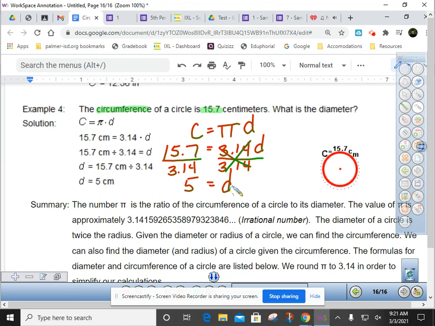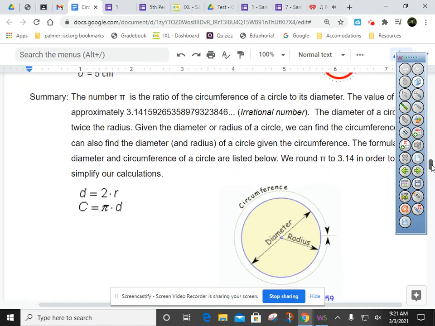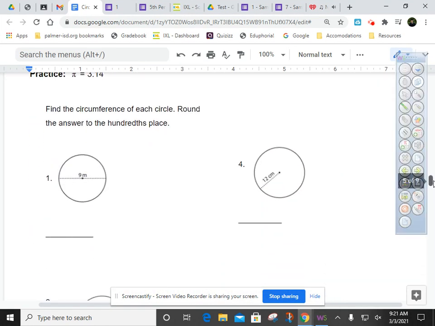We good? Yes. Here they're saying it again, the number pi is the ratio of the circumference of the circle to its diameter. Circumference to diameter. That is going to be on a test. That right there. You gotta know it. Alright. Turn the page. Do the practice.